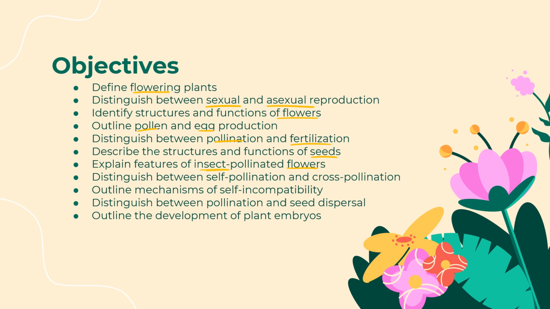We'll distinguish between self-pollination and cross-pollination and talk about some of the mechanisms involved in self-incompatibility to prevent that self-pollination. We're going to distinguish between pollination and seed dispersal. Notice there's a little bit of repetitiveness here. Pollination, seed dispersal, and fertilization. We're also going to wrap up with a little look at how baby plants grow.